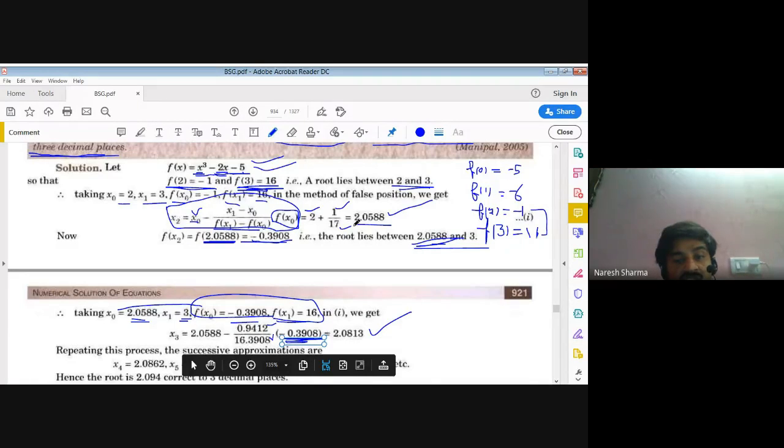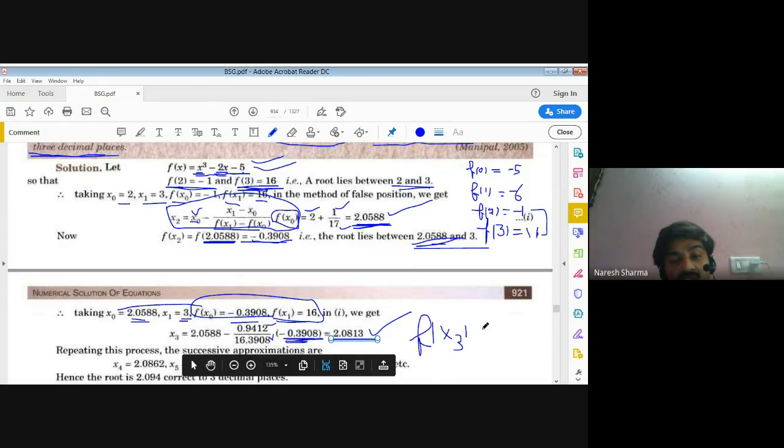You get 2.0813. So the first approximation is 2.0588, and the next approximation x3 is 2.0813. Now similarly again check the value of the function at this point. Again you need to calculate f(x3) by using a calculator.